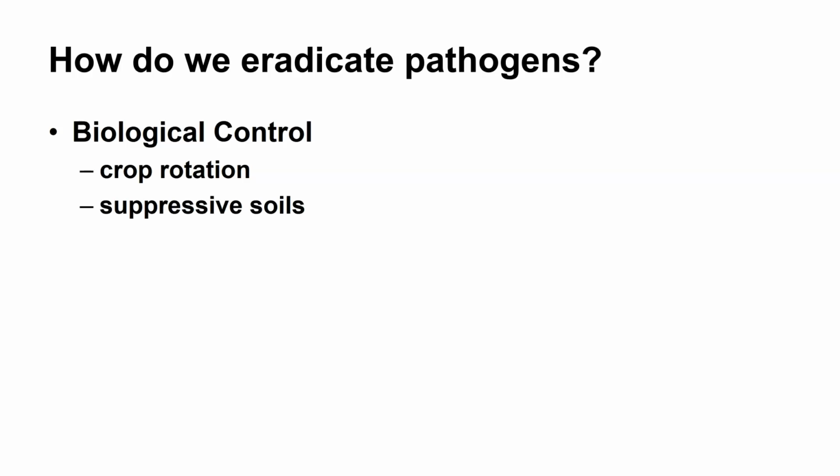We have what are called suppressive soils. Suppressive soils have microorganisms growing in the soil that are able to suppress certain kinds of pathogens. When that happens, you decrease the amount of pathogen you've got.